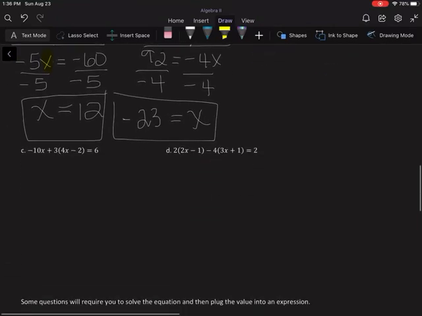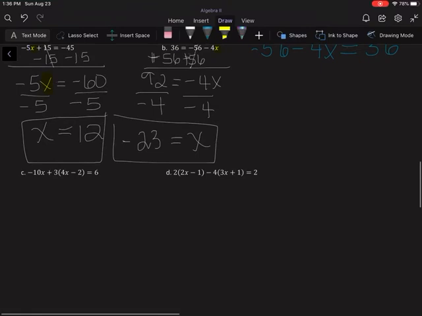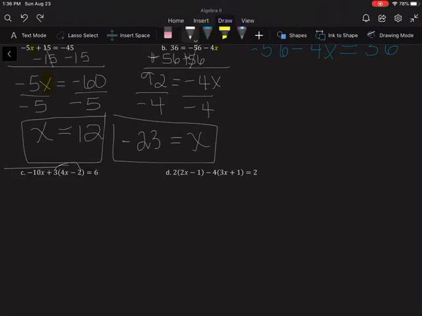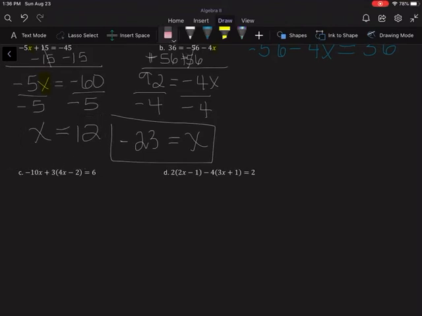All right. Now we have where we're going to have to distribute first. So that's the best thing to do, is to distribute first. Distribute the 3. So -10x plus 3 times 4x minus 2 is equal to 6.